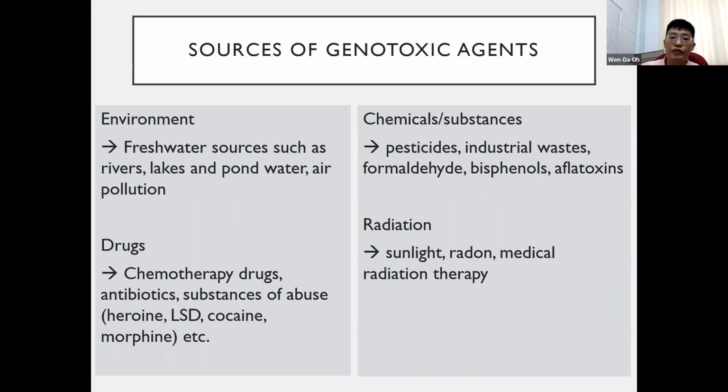The sources of genotoxic agents can be from the environment, for instance river, lake, and pond water, and air pollution. If you walk out from the campus in USM, you will see a giant lake, and in the lake you have a lot of chemicals. You can look at the color of the lake. It's greenish because it's polluted. So this kind of lake sometimes can contain certain chemicals.